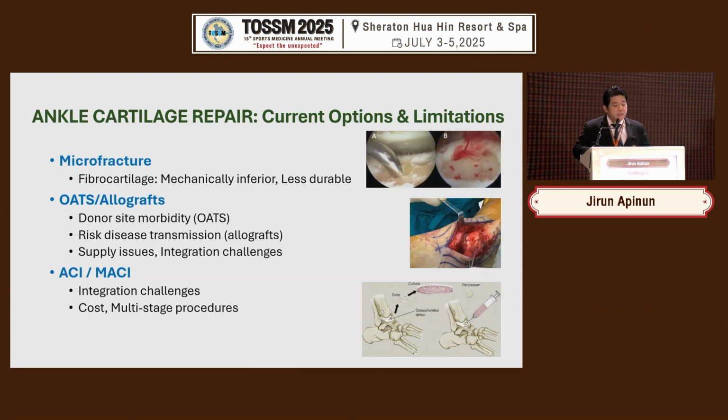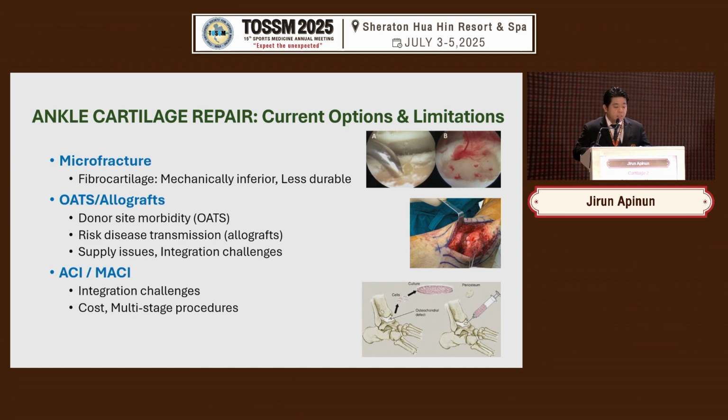So the current options for ankle cartilage repair include microfracture, OATS, allograft, and autologous chondrocyte implantation, each of which has limitations. Microfracture frequently leads to fibrocartilage, which is inferior in mechanics and less durable.